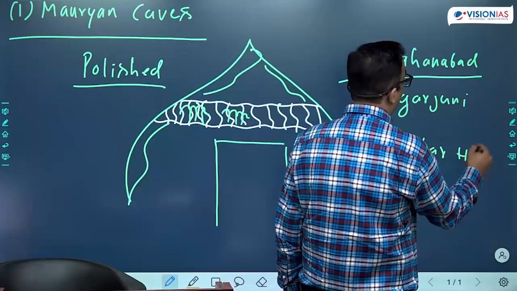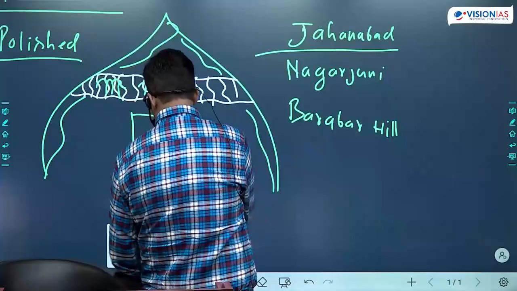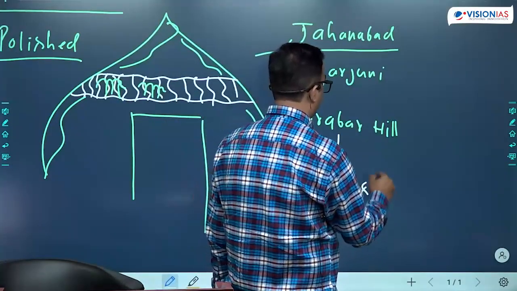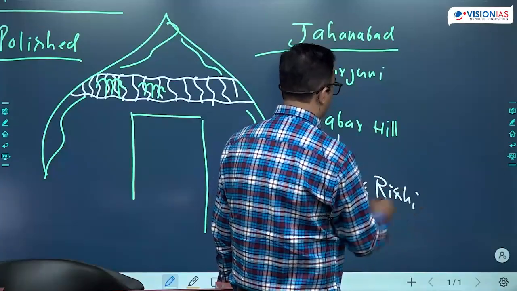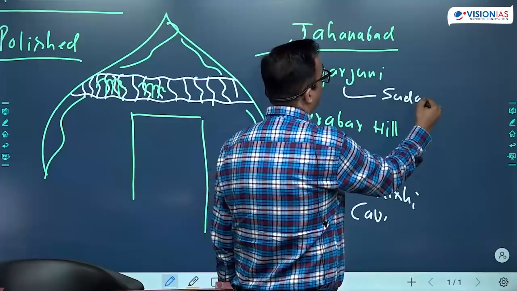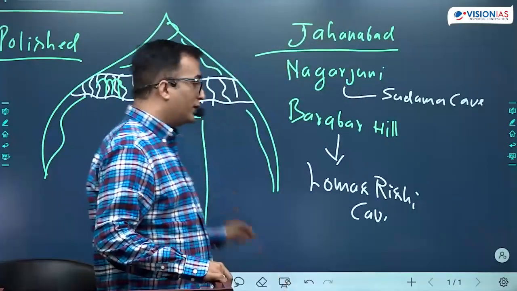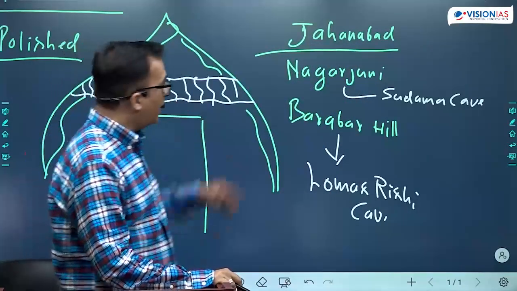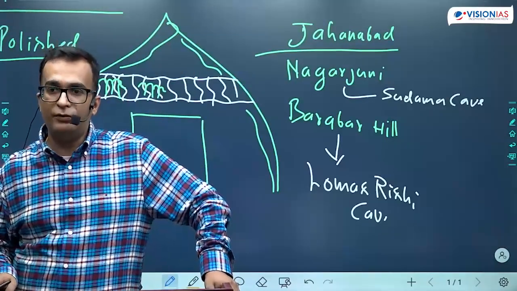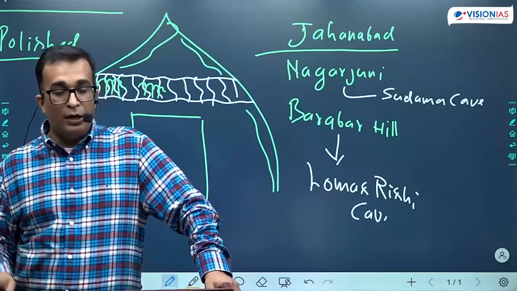So these are the names of the hills. In Barabar hill, the most famous cave is the Lomas Rishi cave. And in Nagarjuni, there is a very famous Sudama cave. So these were the caves which were created in this particular design. Apart from it, in Odisha also caves were created, at the place of Dhauli. Okay? So the area of Dhauli in Odisha. Mention this once.